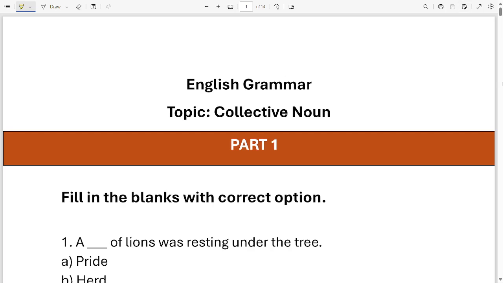Today in the grammar topic, we will be discussing collective nouns. We will be solving 50 questions related to collective nouns. These questions are divided into two parts. Part 1 will be having 25 questions and part 2 will be having 25 questions each. So, let's get started. Are you ready?